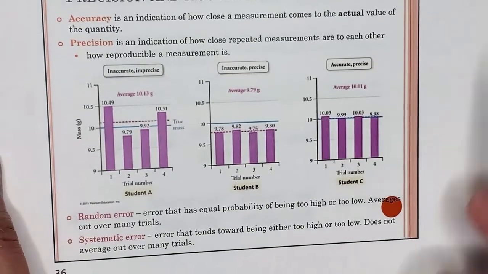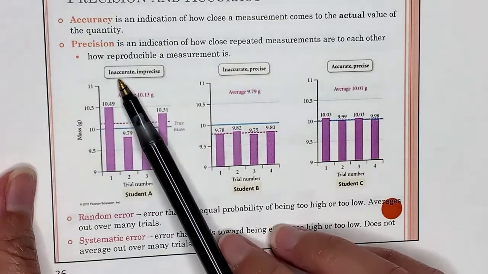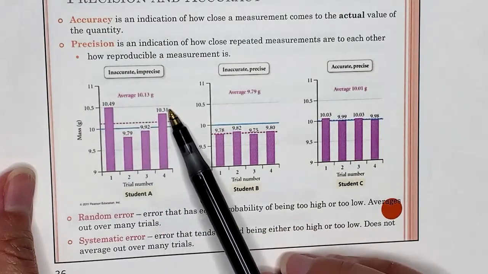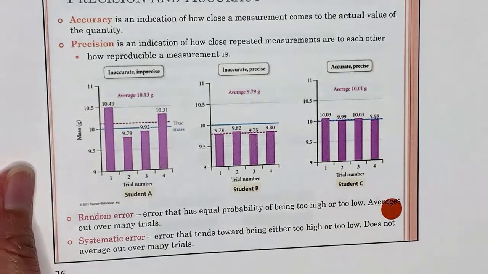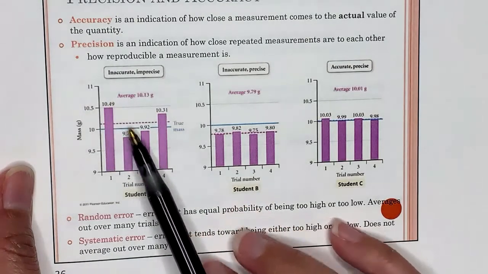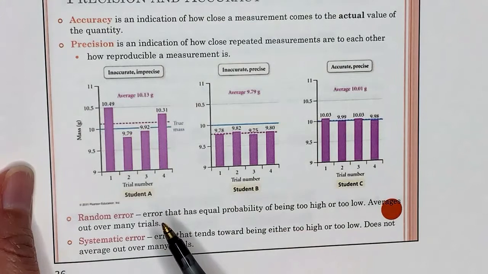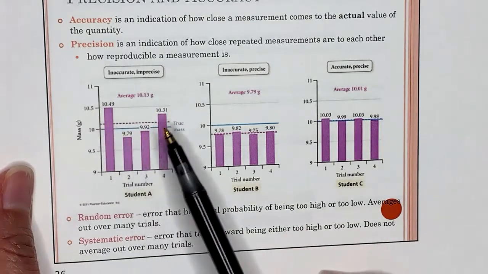Okay? So here's an example. Look at this one here. It's inaccurate and imprecise. It's not accurate and not precise because look, it's all over the place. If I told you to measure a weight or something, and you put it on the balance, and every time you put it on the balance, a different number came out, you'd be like, oh, what's going on here? This is weird. So that would be not precise.